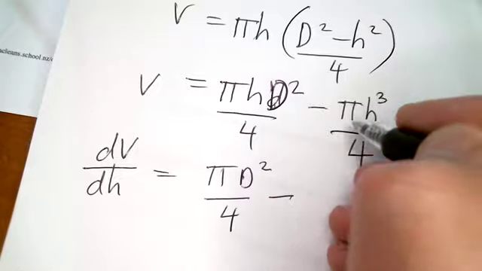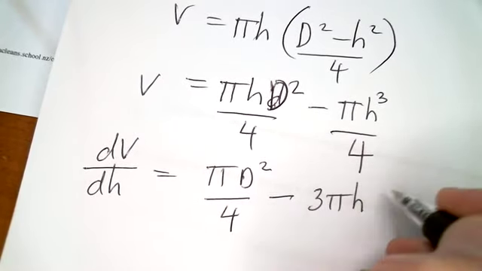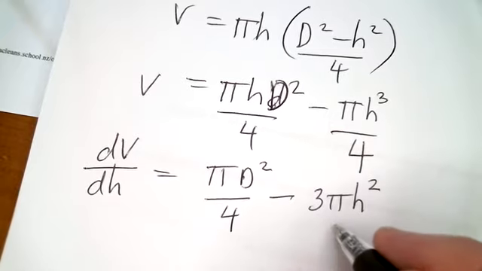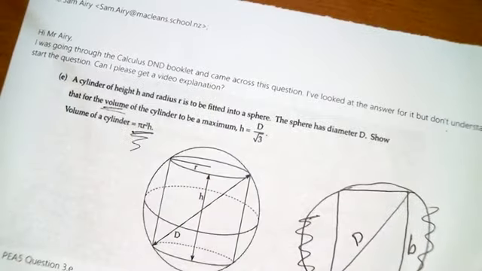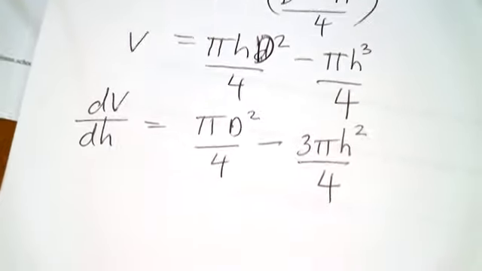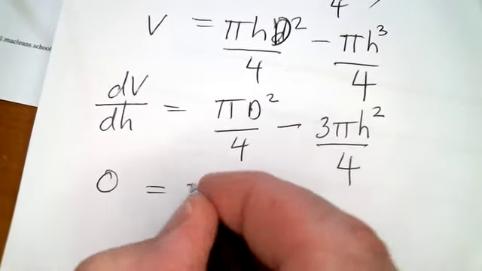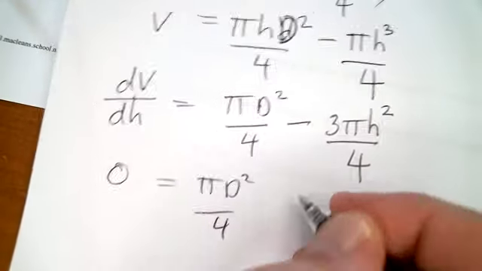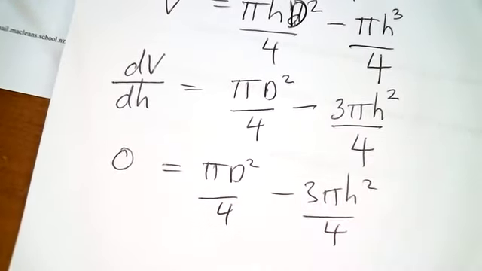I'm going to reduce the power of h here by 1, so it's going to be 3 pi h squared all over 4. And it says that we want the whole thing to be a maximum, so I need to make it equal to 0. So here it is: 0 is equal to pi d squared on 4 minus 3 pi h squared on 4.